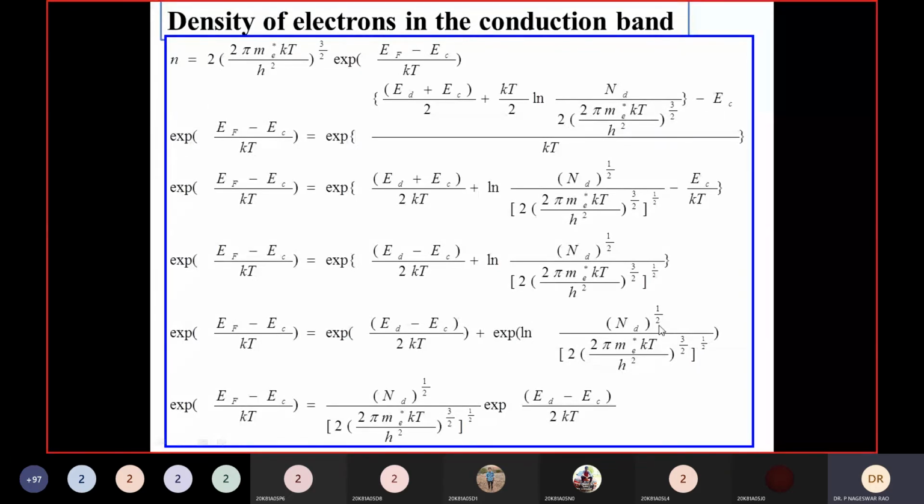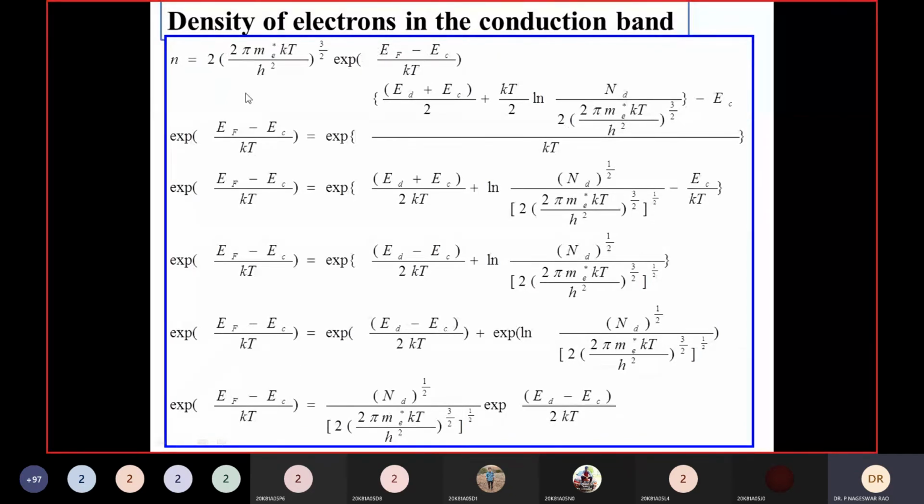Okay, so now this total term, I will write this side, into exponential of (ED minus EC) by KT. So this is the exponential of (EF minus EC) by KT value. So substitute this value in this equation, substitute this total exponential term value in this equation. If you substitute, we can get the n value. So this is the n. In place of this total exponential term, we are substituting this value here.